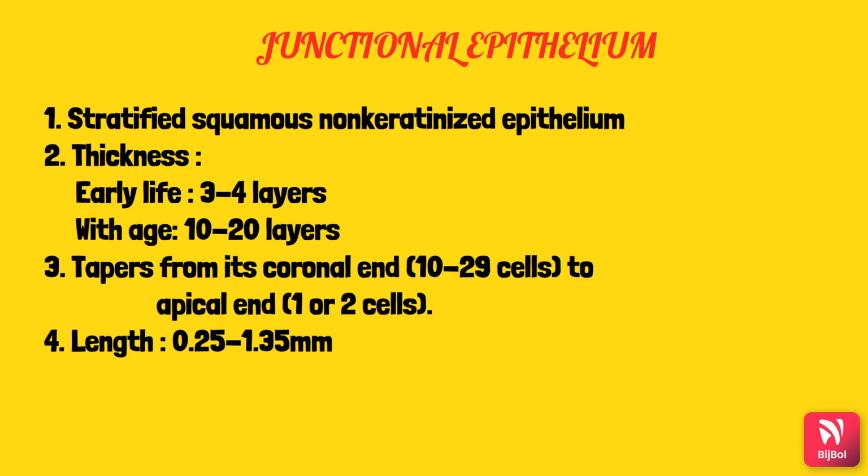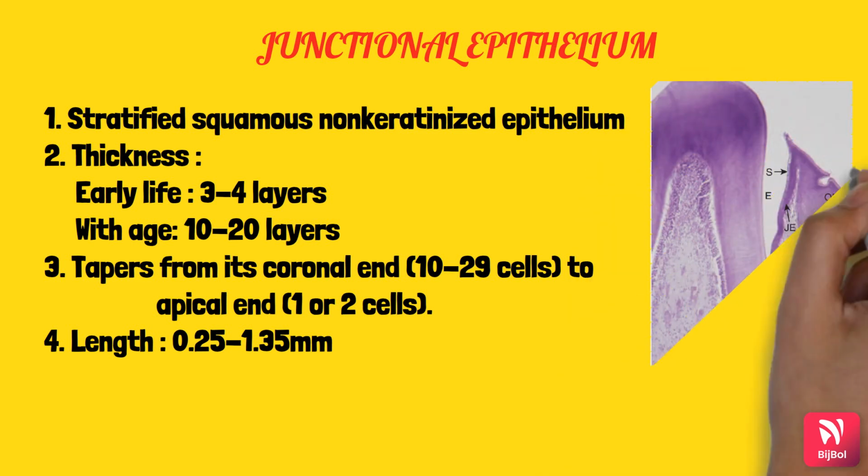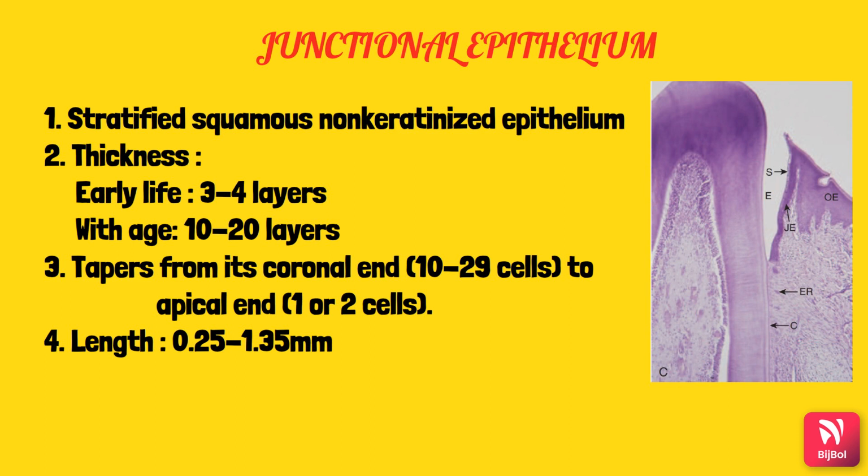The junctional epithelium is just like a funnel, that is with a wide opening and a narrow exit point. That is, its coronal end is wide. It is made up of 10 to 29 cells, whereas in the apical end there are only 1 or 2 cells, and its length is about 0.25 to 1.35 mm. Again, you can appreciate in the diagram the sulcular epithelium, the junctional epithelium, and the oral or outer epithelium lining the marginal gingiva.